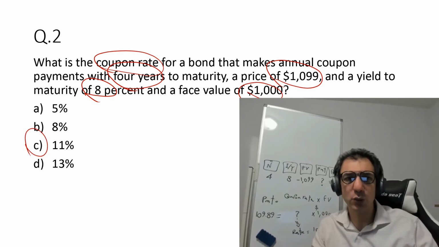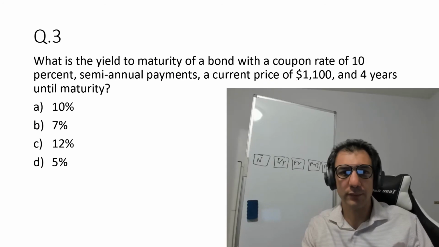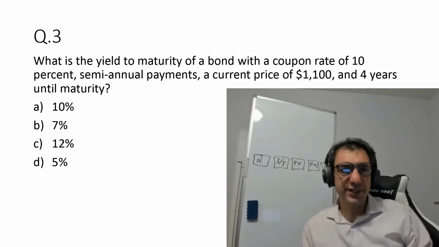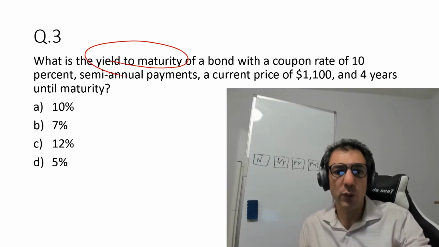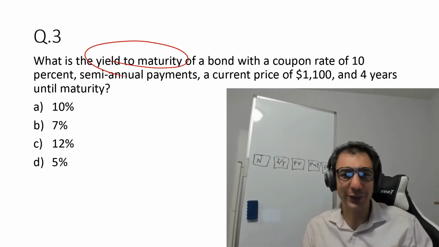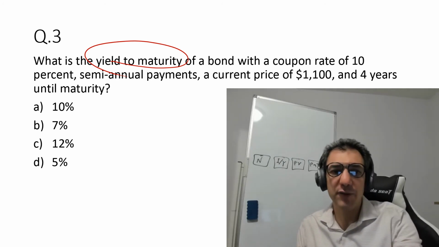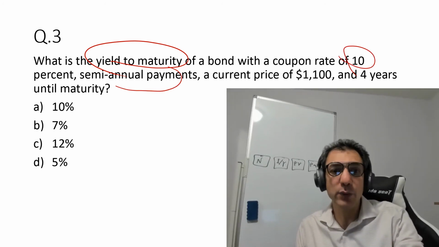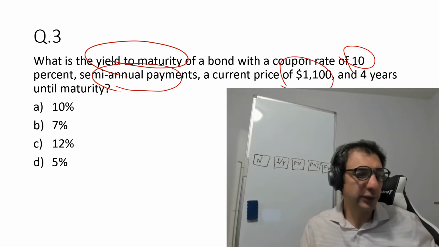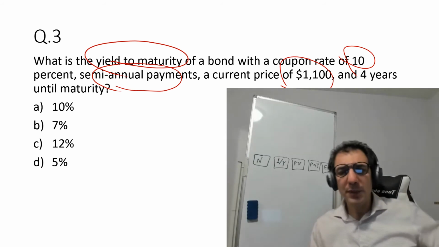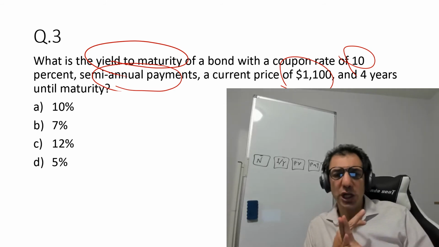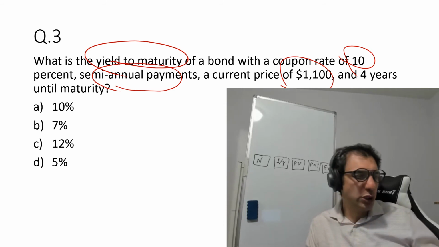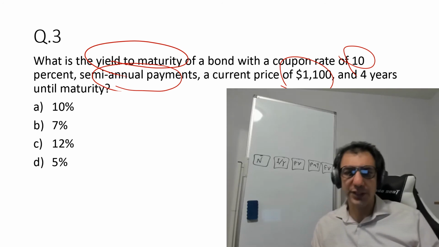Now let's look at the third question. The third question is saying, what is the yield to maturity of a bond? So we are looking for the YTM, or that I per Y in your calculator, with a coupon rate of 10%, semi-annual payments, and the current price of $1,100 and 4 years until maturity. We talk about semi-annual bonds. I mentioned you need to make 3 adjustments. You need to change the coupon payment, you need to change your YTM, and also you need to change your N. So let's do this.